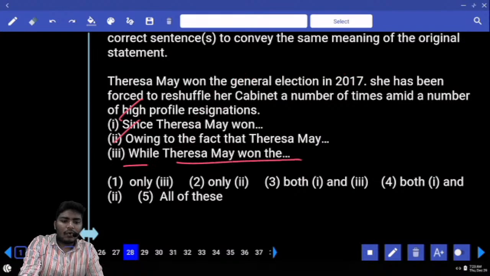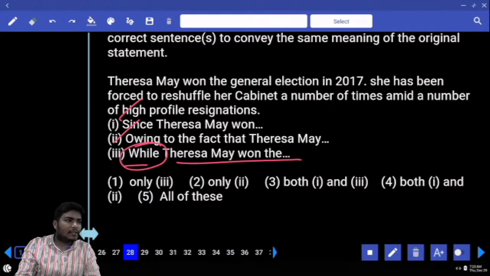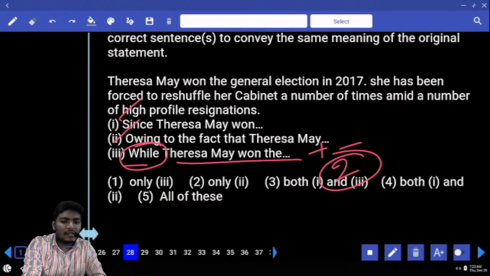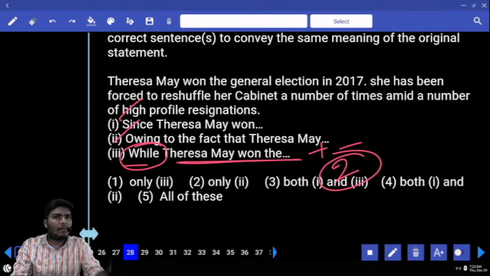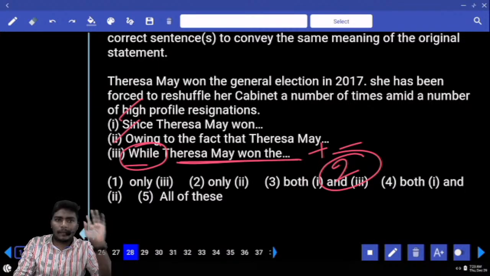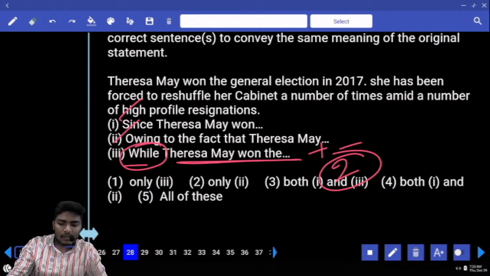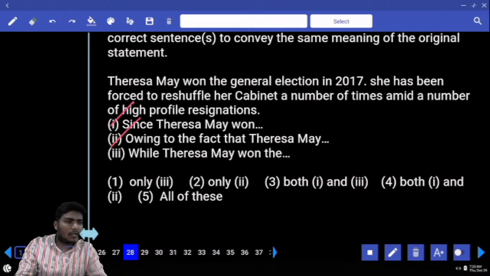While Theresa May won, look at this. While is a connector which connects two opposite cases, and it also speaks about two separate actions. While Theresa May won general elections, somebody else won some other elections. This is the construction you need if you use while. But we don't have that type of meaning. So we can go for only 1 and 2.